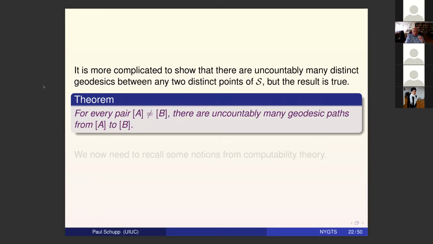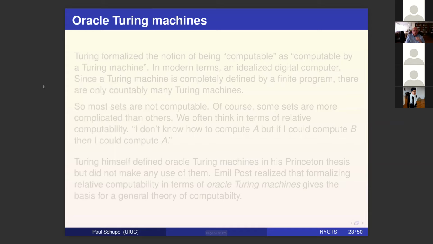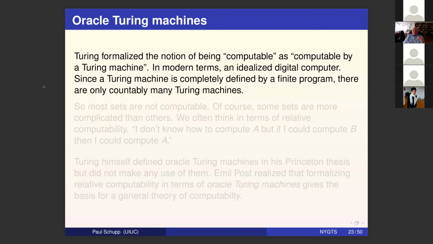So let's see how some of this relates to computability theory. We'll start with discussing Oracle Turing machines. Now, Turing formalized the notion of being computable as computable by a Turing machine. So in modern terms, this is just an idealized digital computer.